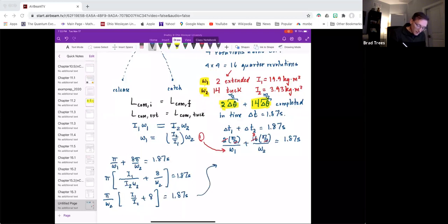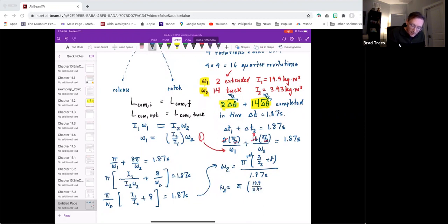And now I'm going to solve for omega 2. So I'll get pi times (I1 over I2 plus 8) all over 1.87 seconds. There's a radian, by the way, with that pi, so omega 2 is going to be in radians per second. So this is pi times I1 over I2, that's 19.9 over 3.93, plus 8, all over 1.87 seconds. Let's just see what this is.